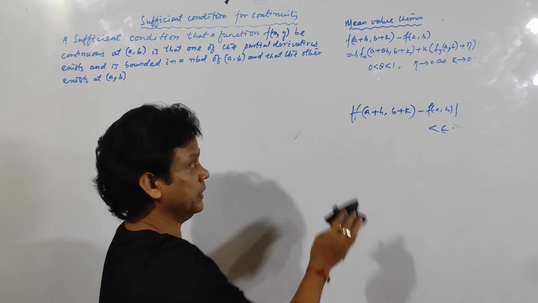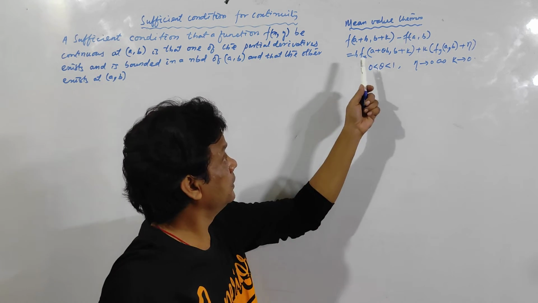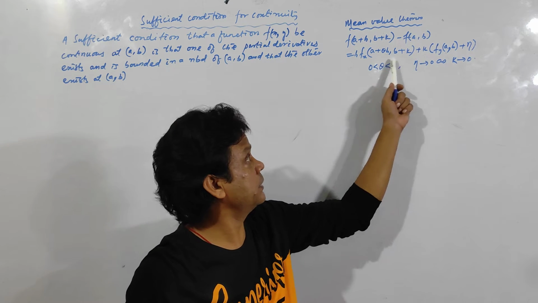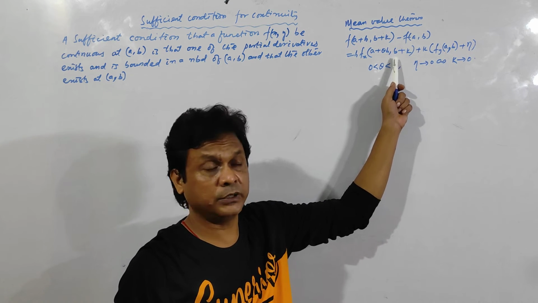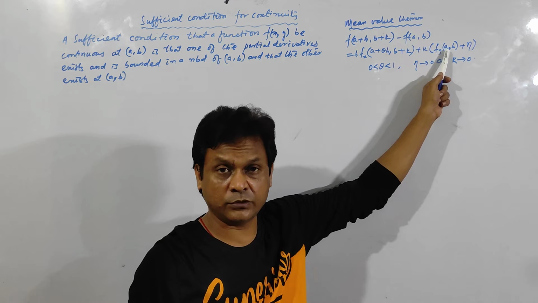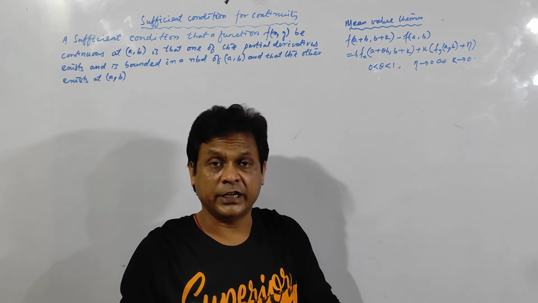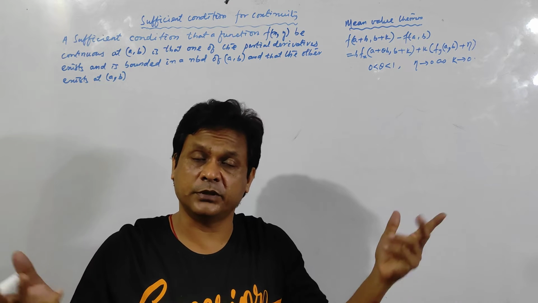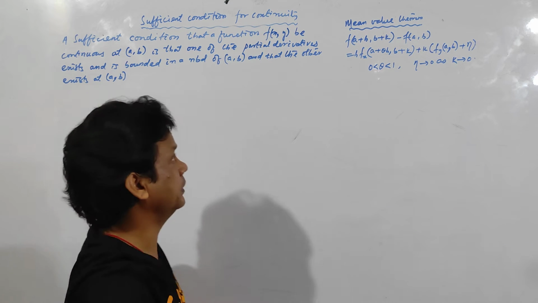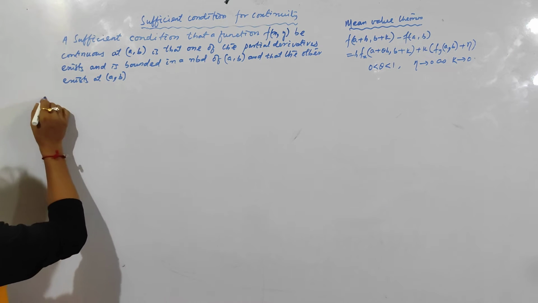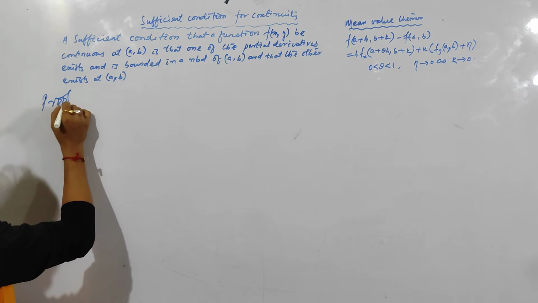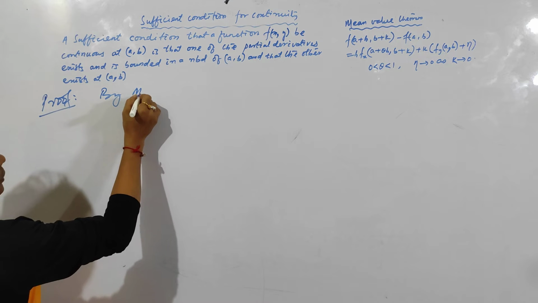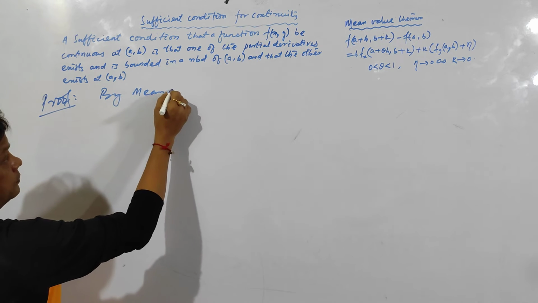And how many terms are there? Two terms are there. So if I prove that this quantity is less than epsilon by 2 and this quantity is less than epsilon by 2, then epsilon by 2 plus epsilon by 2 will be equal to epsilon. Then the function is said to be continuous. Clear? See here, the proof I am doing by mean value theorem.